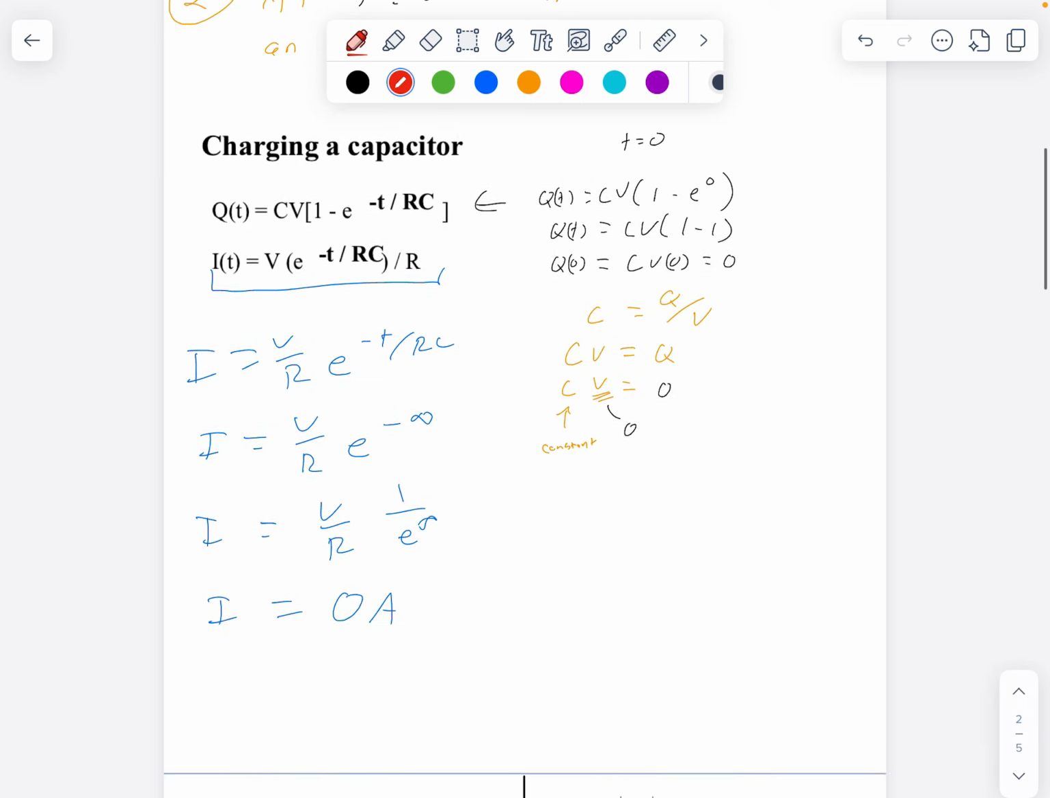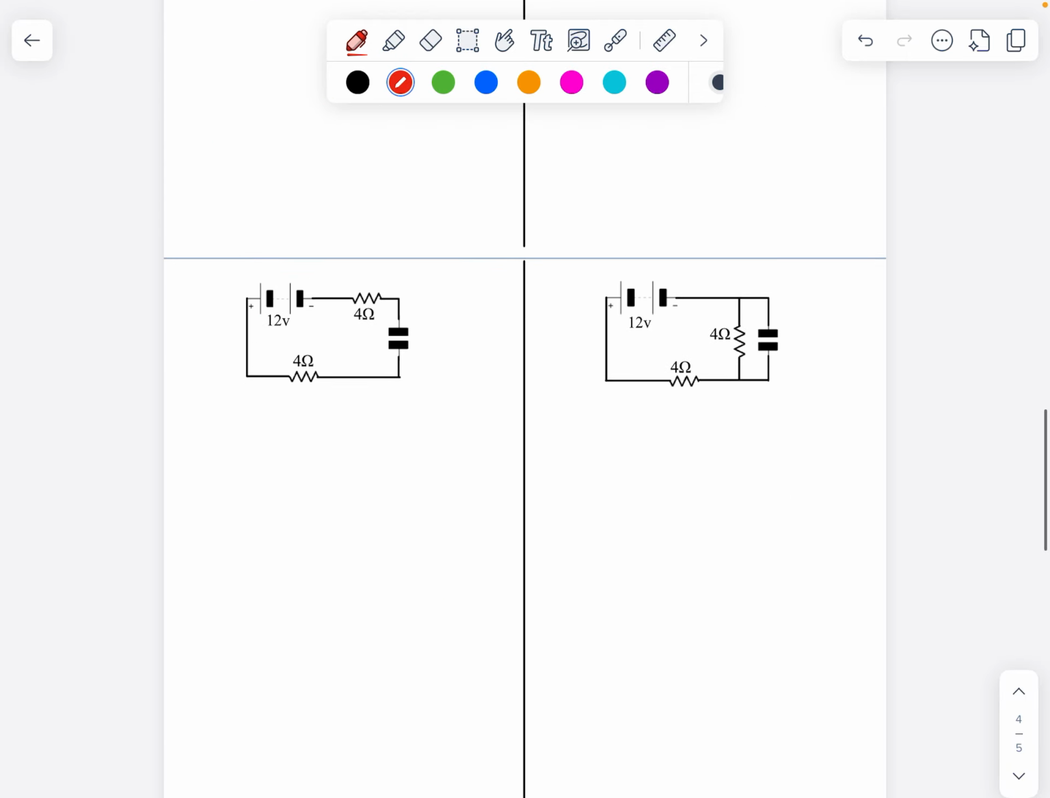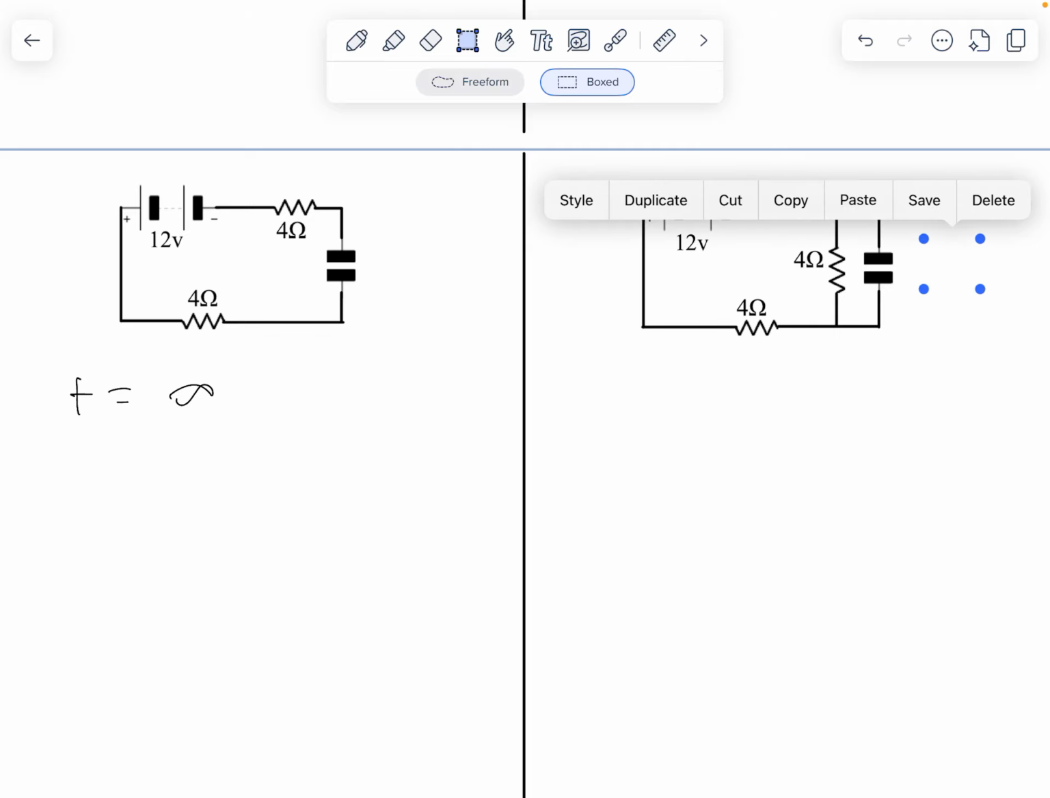What about a long period of time? After a long period of time, the capacitor is going to act like an open. So now let's look at after a long period of time. Same two circuits. After a long period of time, the capacitor is going to act like an open. So I snuck in a little box in here somewhere. There we go. After a long time, it's just going to act like an open.